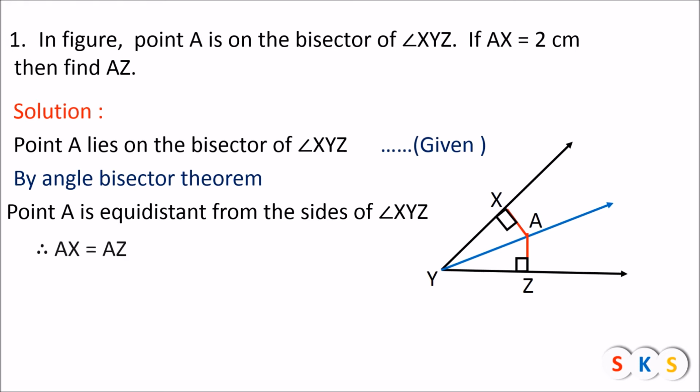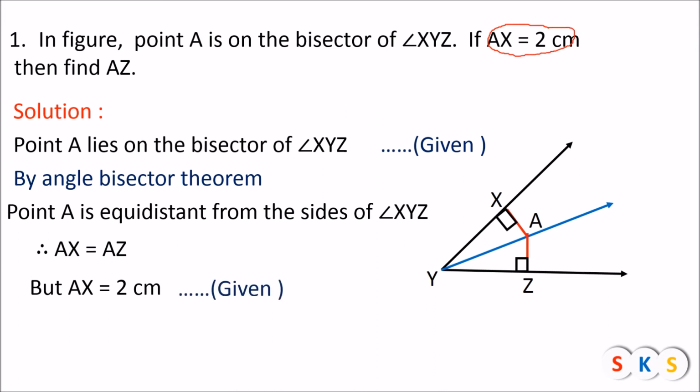But here AX is 2 cm. It's a given. Here seg AX is 2 cm. You can see over here in the question, AX is 2 cm. If AX is 2 cm, then AZ will also be 2 cm, since AX and AZ are equal.